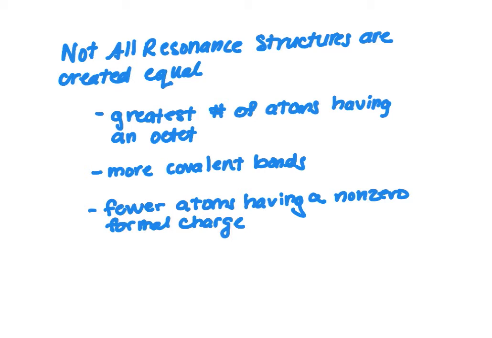Now, not all resonance structures are created equal. Sometimes resonance structures can be inequivalent. The more stable the resonance structure, the more it contributes to the resonance hybrid. So what makes a good resonance structure? A resonance structure is lower in energy or more stable if it has a greater number of atoms having an octet, it has more covalent bonds, and it has fewer atoms having a non-zero formal charge. So when you're drawing resonance structures, the greater contributor to the resonance hybrid will have the greatest number of atoms having an octet, more covalent bonds, and will minimize charges.